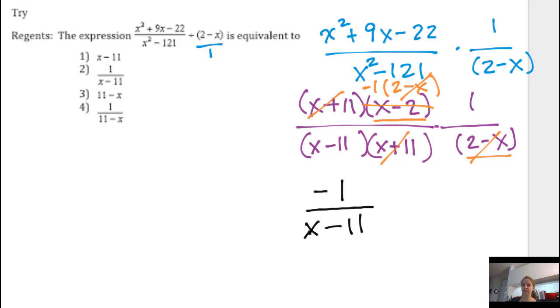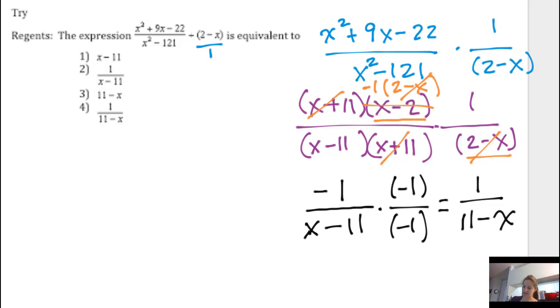That is not an answer choice. So here's what I can do. I can multiply this fraction by negative 1 over negative 1. When I do that, I get 1 over 11 minus x, kind of doing the reverse of what I did here. And all I did was multiply my final answer by positive 1. And now I have answer choice D, or 4. That is the correct answer.